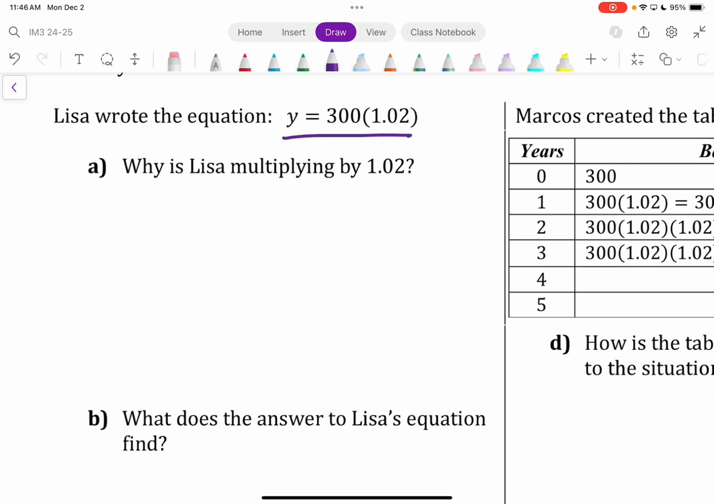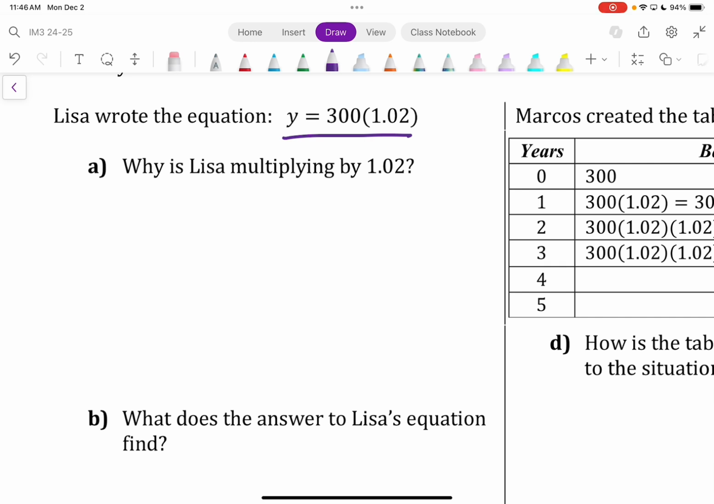Y equals 300 times 1.02. Why are we multiplying by 1.02? As I went around each group, you guys mentioned how there's a 2% interest. If it's just the 2% interest, we would be multiplying by 0.02. There is more than just 0.02. It's 1.02. And the reason why this happens is because each year, you are not just having 100% of the original value, you're adding on that interest. You're adding on the 2% to the 100% of the original value.